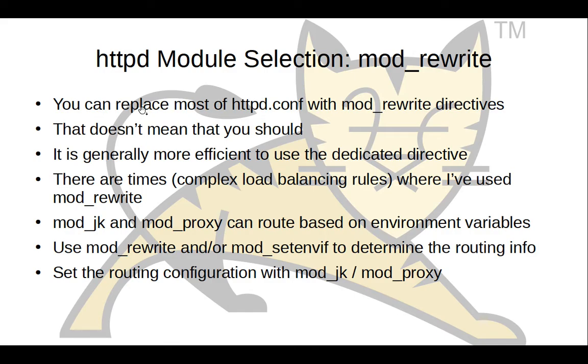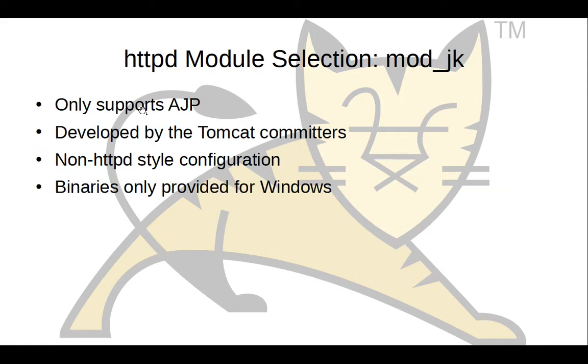Right, so let's look at the main two, which are mod JK and mod proxy. Mod JK only supports AJP. It's developed by the Tomcat committers. Back when it was under active development, I always used to say, if you want to use AJP, use mod JK, because features and bug fixes always land there first. So it's more up to date than mod proxy, which is available in HTTPD.